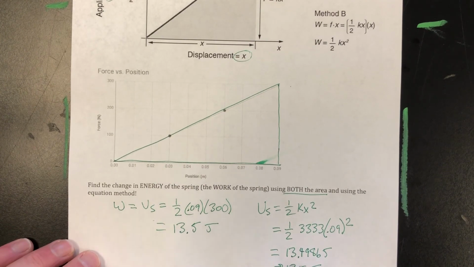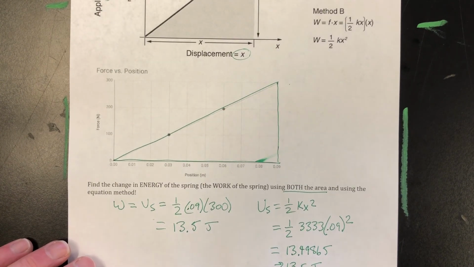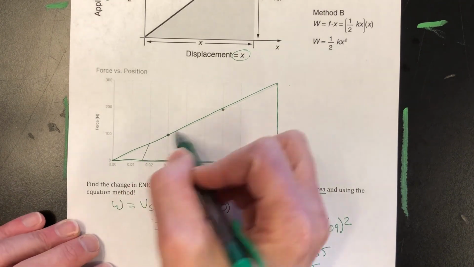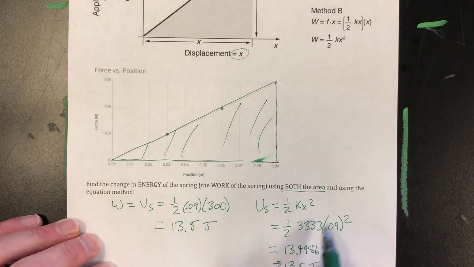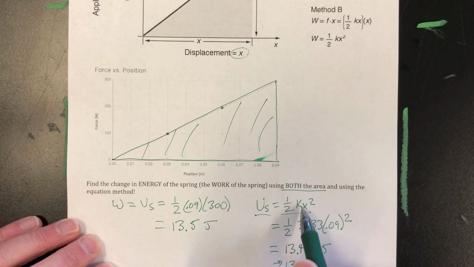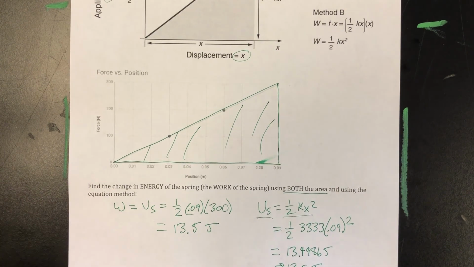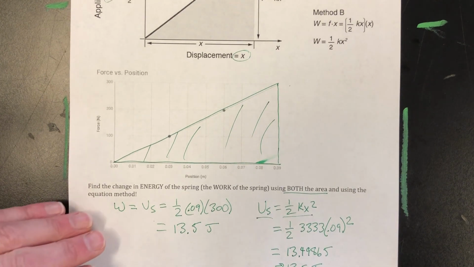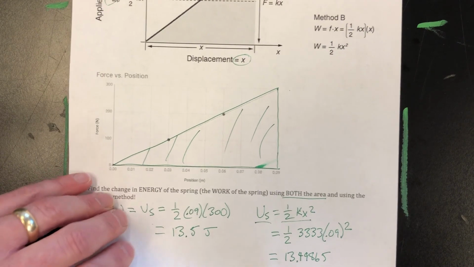So either way, you should get very similar answers. One way you just found the area of the triangle, and in this one, we actually found it using the spring constant. So you have to find the spring constant first, like we did on the other page. Let's go ahead and take a look at the next page.